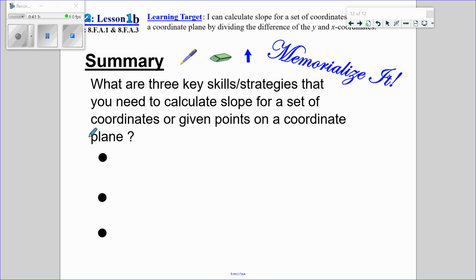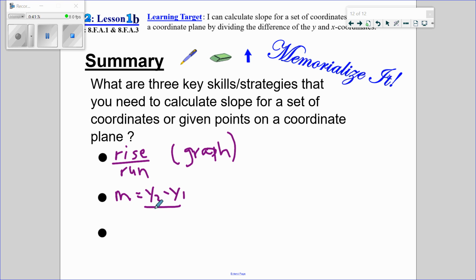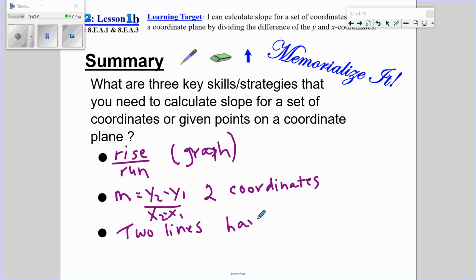Let's look at a summary. We have two ways we can find slope. We could do rise over run, which you use on a graph. We have the formula m equals y2 minus y1 over x2 minus x1, which you use when 2 coordinates, 2 points, are given. Also, we came up with this: when 2 lines have the same slope, the lines are parallel.